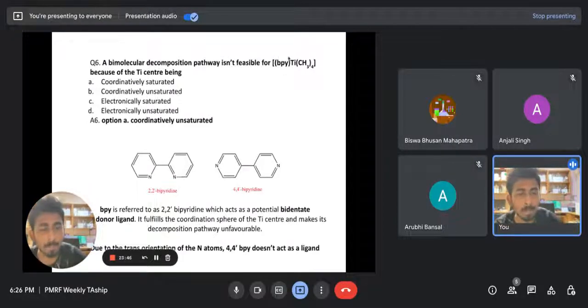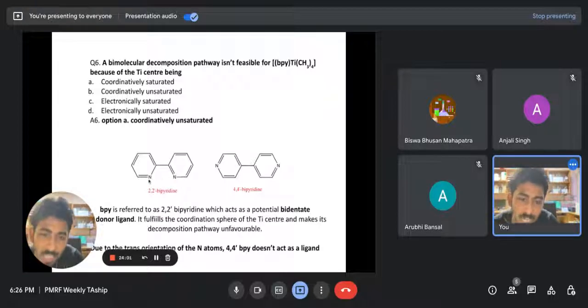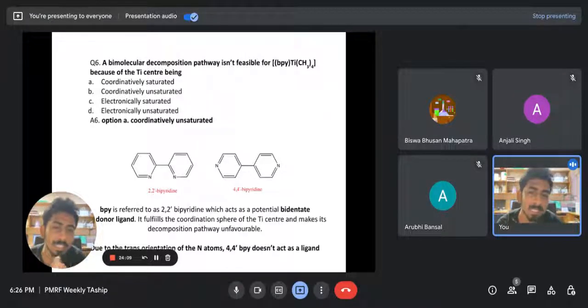This is a bpy, nothing but a bipyridine ligand. I have shown here two classes of bipyridines. One is the 2,2'-bipyridine, and this is the 4,4'-bipyridine. Now 2,2'-bipyridine is where these nitrogen atoms are close to one another, and they can form a chelate with the metal atom, because you can see these nitrogen atoms are quite close to one another. But in 4,4'-bipyridine, the nitrogen atoms are far apart. They are 180 degrees opposite to each other. So here the bite angle is quite high for this 4,4'-bipyridine.